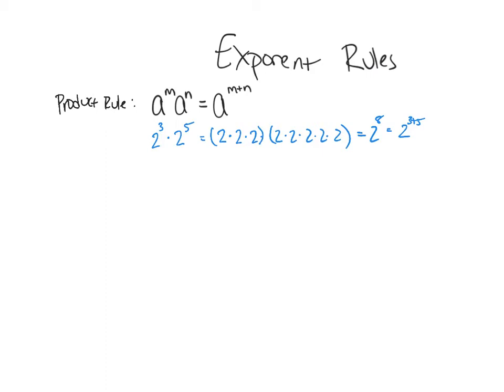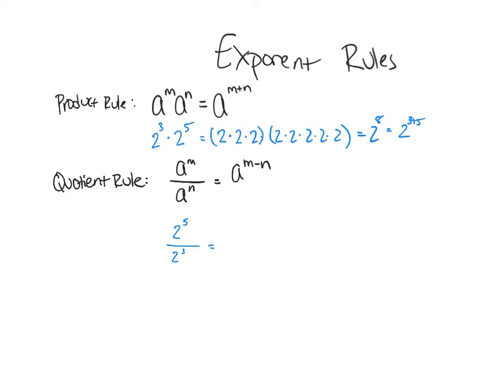These rules are really just shortcuts that we label as rules. The next one we're going to talk about is the quotient rule. The quotient rule states that a to the power of m divided by a to the power of n is equal to a to the power of m minus n. We're going to use an example we just used: 2 to the power of 5 over 2 to the power of 3.